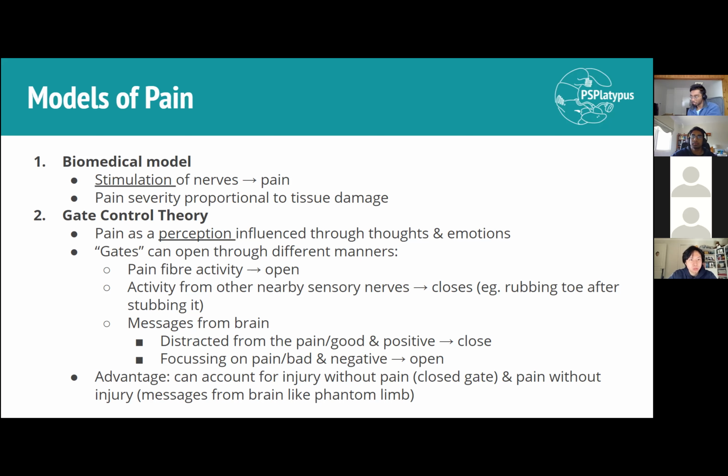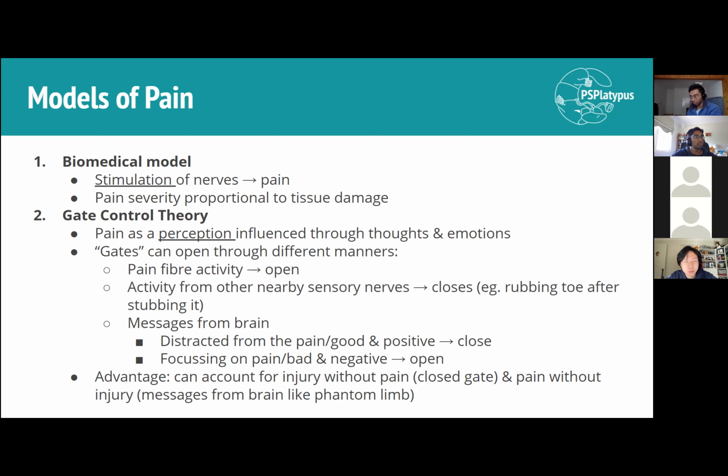So for example, if you rub your toe after stubbing it, it actually decreases the subjective pain you experience, despite still having the same amount of stimulation, but we have more input that our brain processes, which takes away from the pain, so we're not as focused on it. And finally, the key thing is that we have a higher processing center, that is the brain, that can influence the pain. So if you're distracted from the pain and you're in a good and positive frame of mind, it closes the gates more. If you're focused on the pain and you're in a bad and negative frame of mind, then it opens the gates.